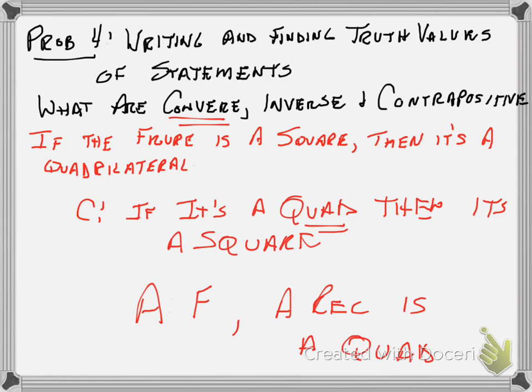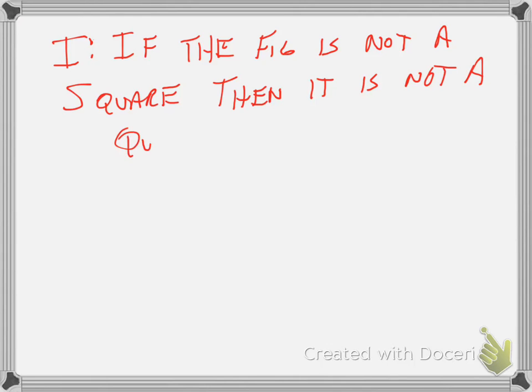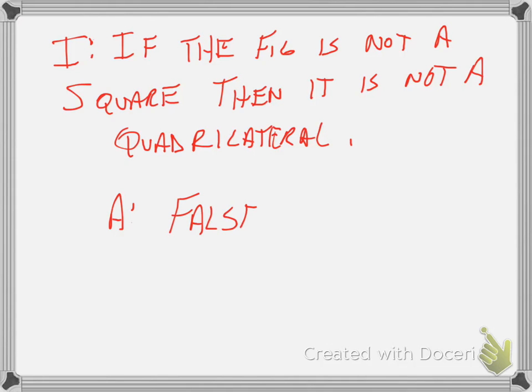The inverse of this statement, again, would be just being able to go ahead and flip them. So the inverse of my statement here: if the figure is not a square, then it is not a quadrilateral. The answer to that then would be false, again for the same reasoning. A rectangle is a quadrilateral.